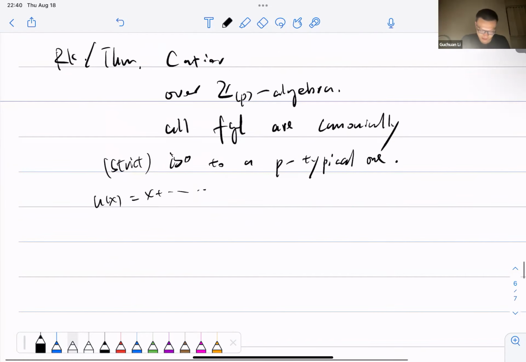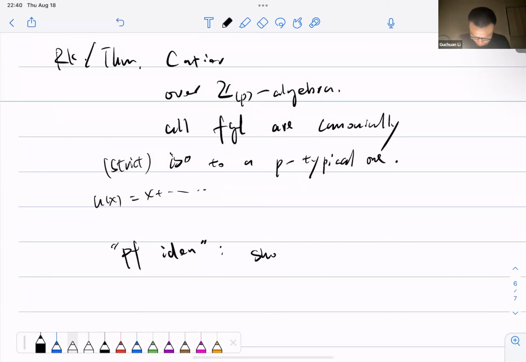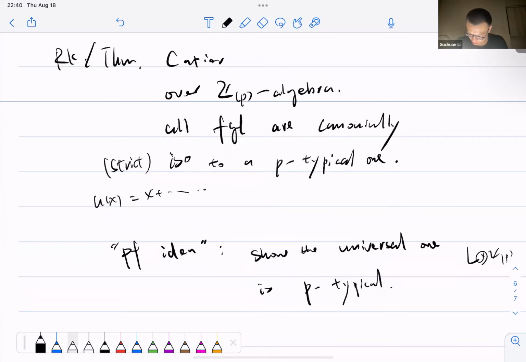So this is the idea of the proof. Since time is short, let's just say the idea. The idea of the proof is the following: you show that the universal one is p-typical, where the universal one is the universal formal group law tensored with Z_(p), changing the coefficients into Z_(p).